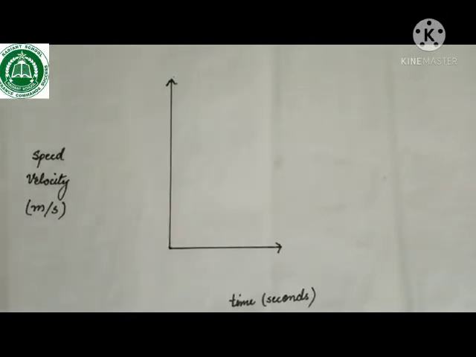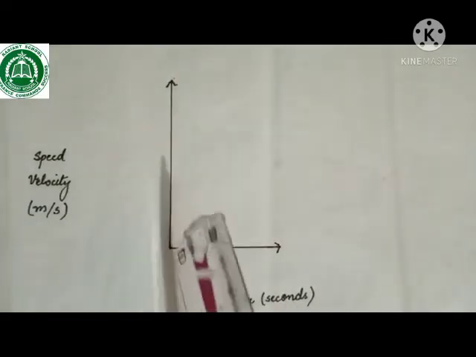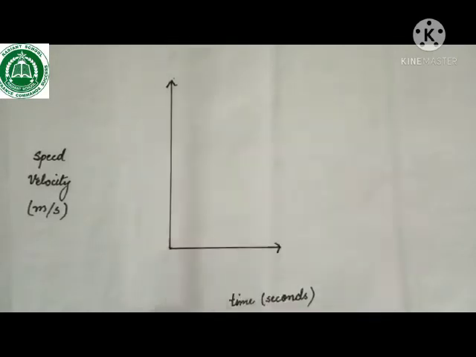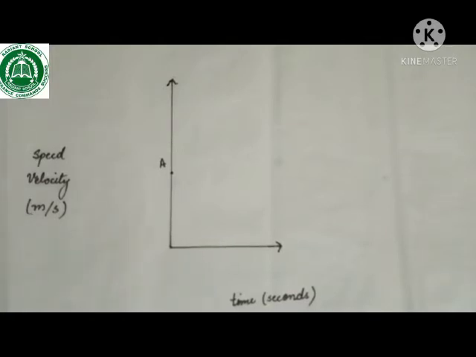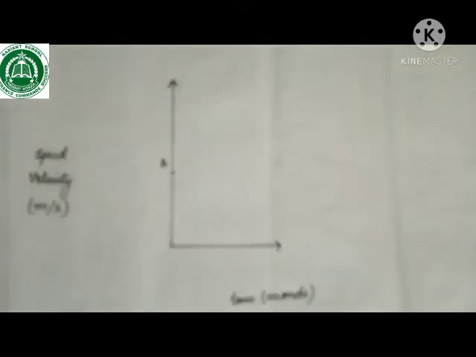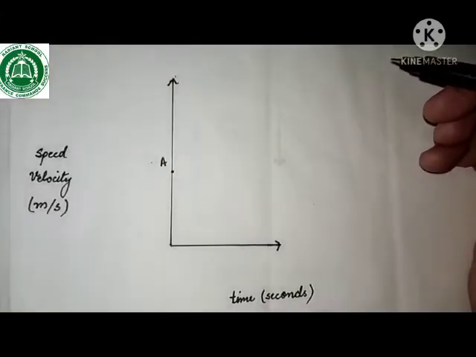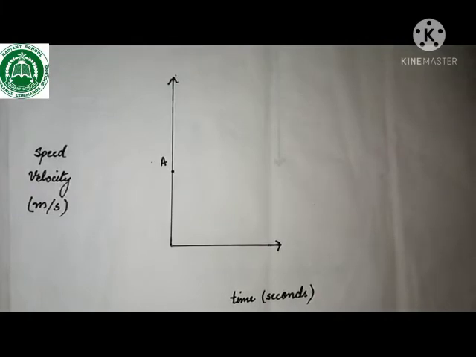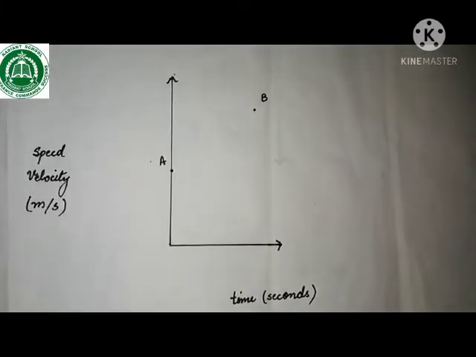The next step is, on this speed axis, at any point other than the origin, somewhere over here, you have to mark a point A. As you can see, I have marked the point A, so you have to do it on your paper as well. The next step is you have to mark another point B in this region, and that point B should be higher than the point A. So I'm going to mark the point B, which should be higher than the point A. Now you can see that I've drawn the point B.